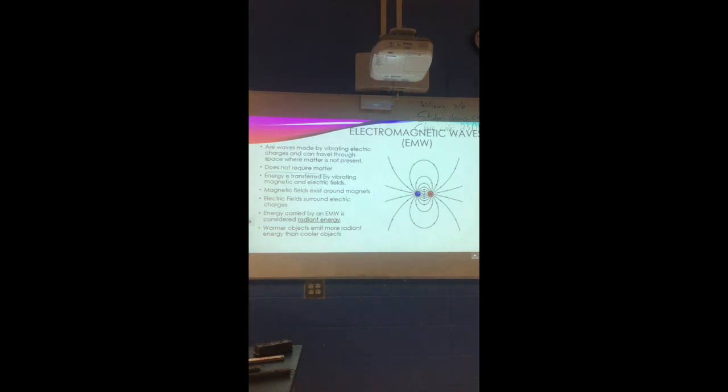So energy is transferred by vibrating magnetic and electric fields, all right? So magnetic fields exist around magnets, and we'll talk more about that in the next unit, okay? And then electric fields surround electric charges, like your positive and negative charges and your electrons and all that fun stuff. And then energy carried by an electromagnetic wave is considered radiant energy or light energy. And warmer objects emit more radiant energy than cooler objects, and that makes sense.